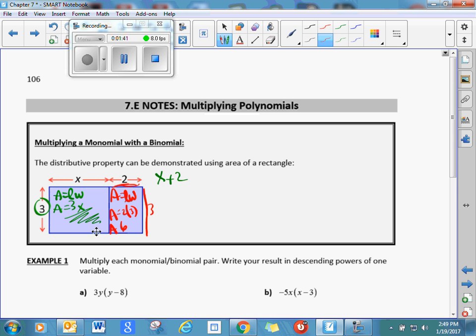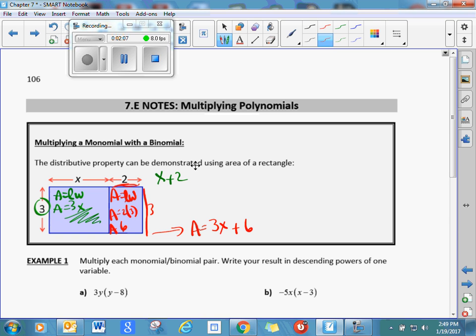And then if we wanted an expression for the entire area, the area of this entire rectangle, you might say, all right, the area is the 3x of the one rectangle plus the 6 of the second rectangle. And this is an expression for the entire area. All of this is gotten from the picture.